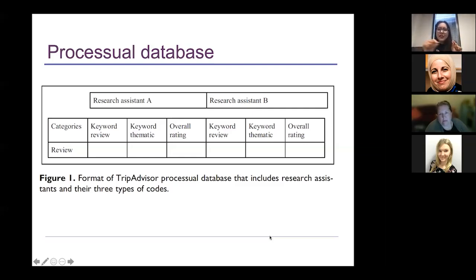Then in TripAdvisor, the overall rating: we think about, is it positive? Is it negative? Is it mixed? Right? And so this is the basis, and each research assistant looks at their own codes, and we do this.